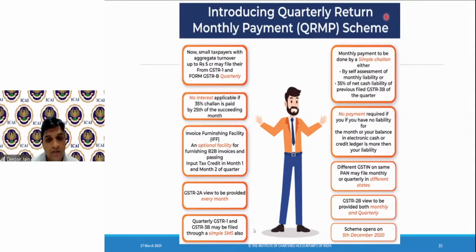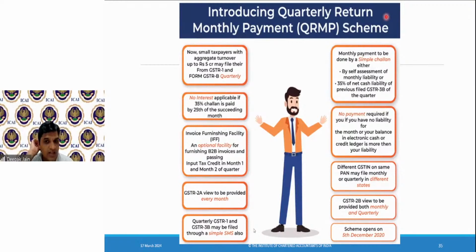So what is the option of again opting for QRMP if the threshold limit falls? Again, same thing: within this quarter, apply for it. When you file your returns, you have an option to opt for QRMP. Just go to the QRMP option within this specified period and you can opt for QRMP.